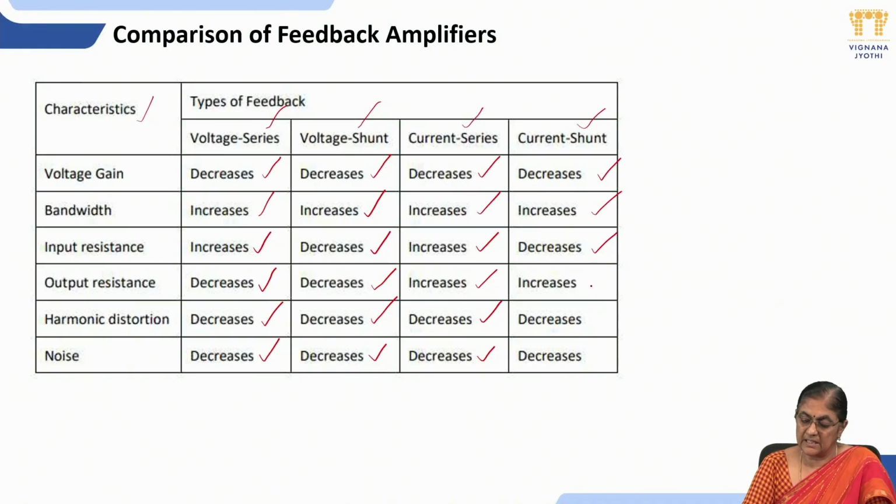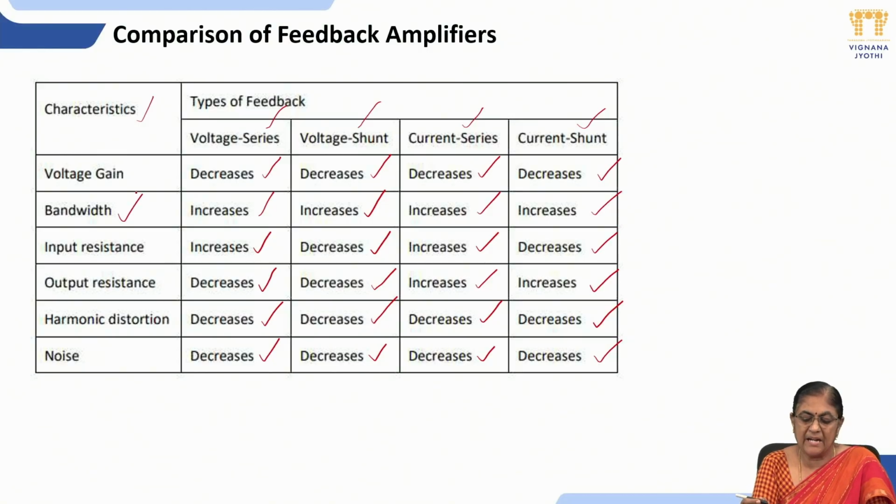Output resistance increases. What is the reason for this? The type of sampler used in this amplifier is current sampler. In current sampler, input terminals of the feedback network are connected in series to output terminals of the basic amplifier. Therefore, output resistance increases. Harmonic distortion decreases. Noise also decreases.